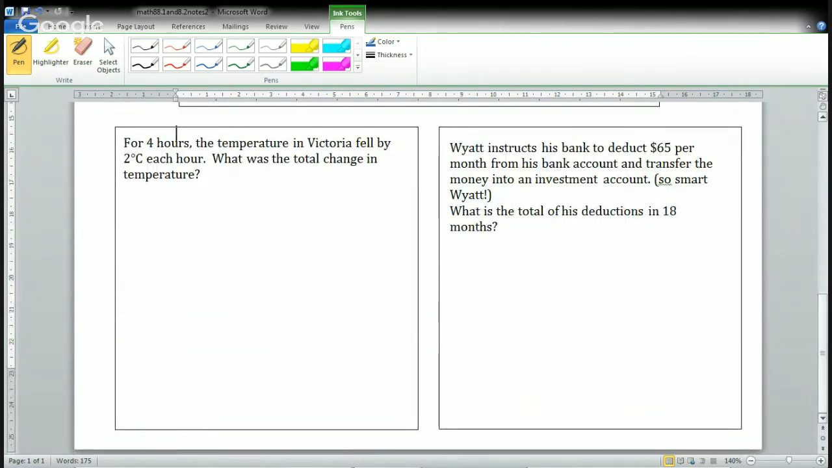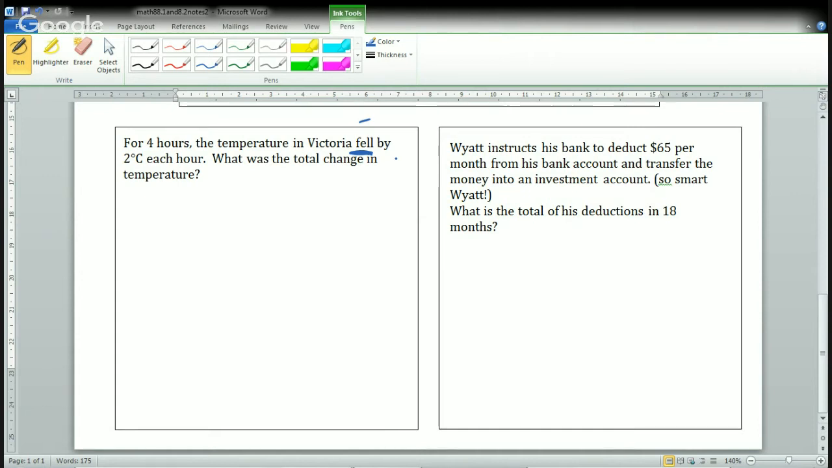Okay, welcome back. Now the last thing that we need to do for this particular section are some word problems. So here, we'll do the first one together and leave you the second one. It says, for 4 hours, the temperature in Victoria fell by 2 degrees Celsius each hour. What was the total change in temperature? So that word fell makes me think negative.